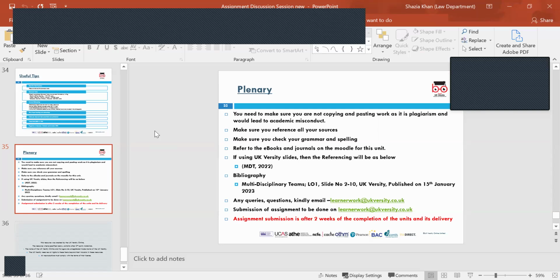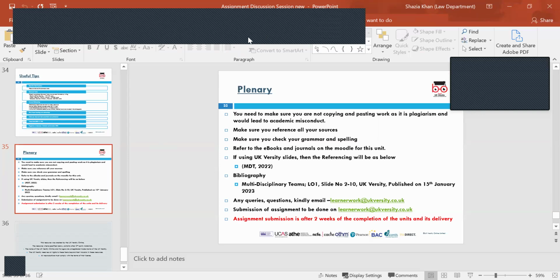And if using the UK Varsity slides, then the referencing will be as follows: MDT 2022, bibliography, multidisciplinary teams, learning outcome 1, slides 2 to 10, UK Varsity, published on 15th of January 2023. And that's how to reference the slides. For any queries or any information you need, please email learnerwork@ukvarsity.co.uk. Submission of the assignment is also to be done to learnerwork@ukvarsity.co.uk, and it's 2 weeks from now after the discussion session. So now this discussion session has been done, you are able to get on with the assignment, okay?